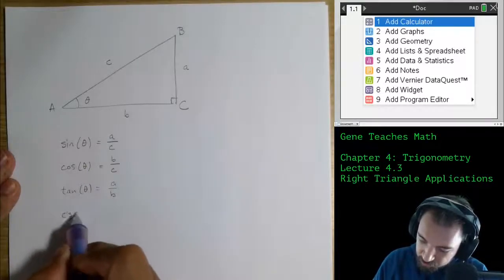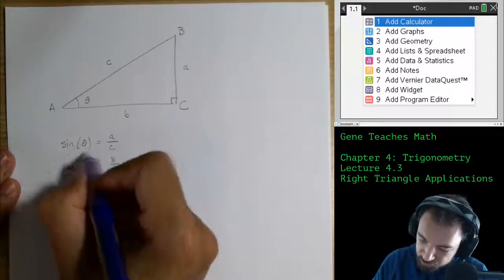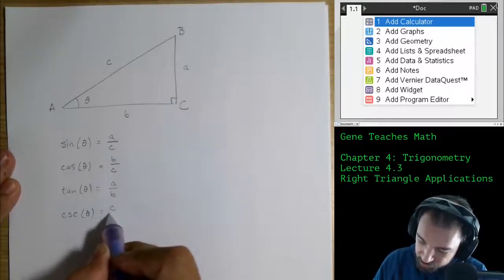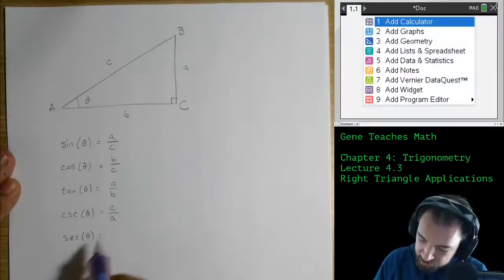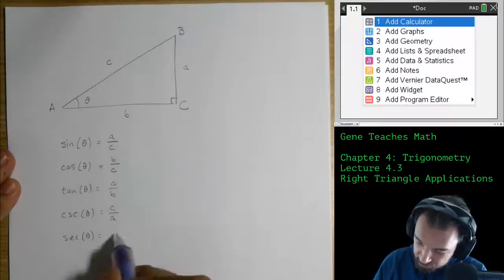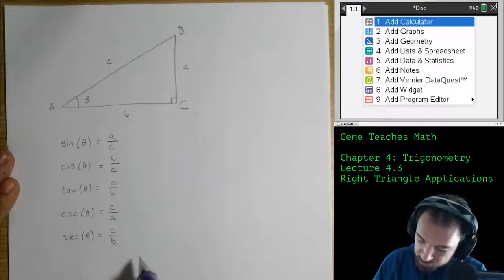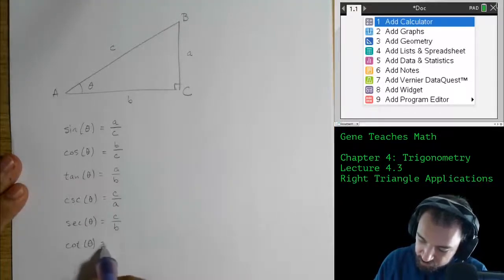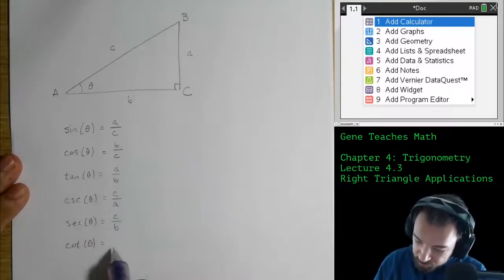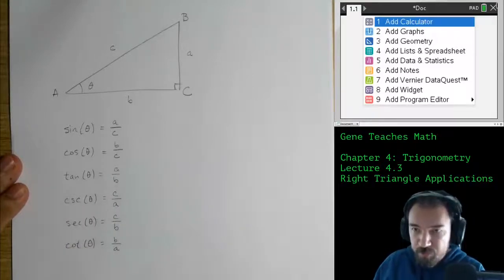Then we can keep going. Cosecant of theta is the reciprocal of sine of theta, so this will become hypotenuse over opposite. Secant of theta is the reciprocal of cosine of theta, so that's hypotenuse over adjacent. And then cotangent of theta is the reciprocal of tangent of theta, so that becomes adjacent over opposite.